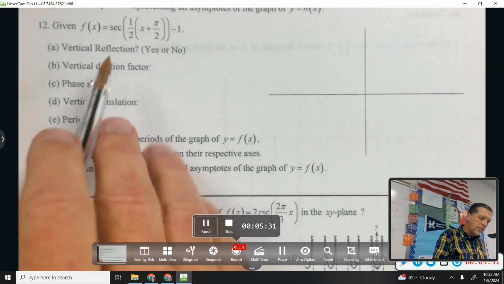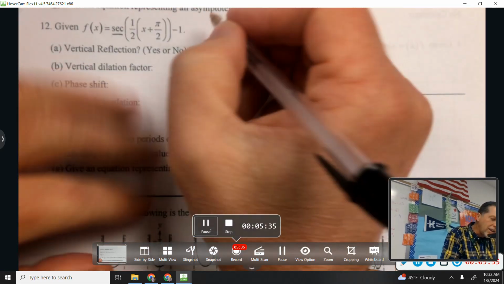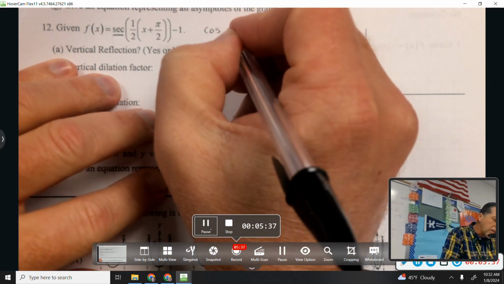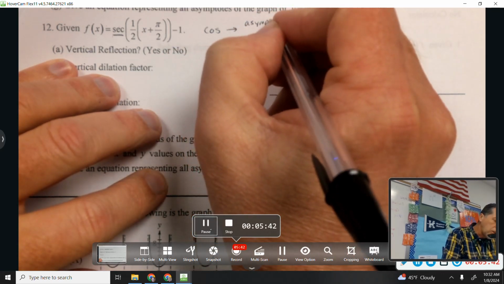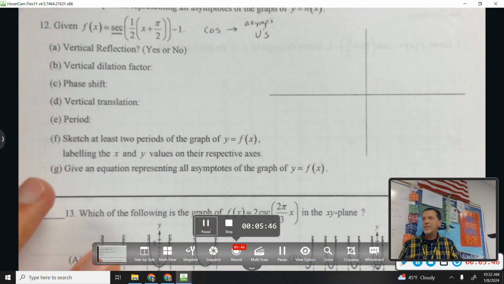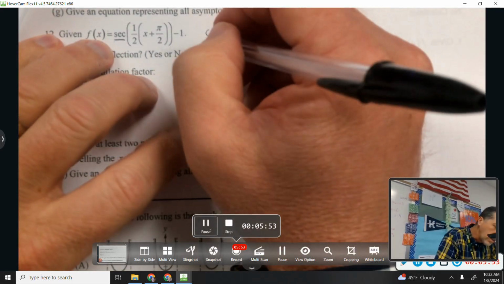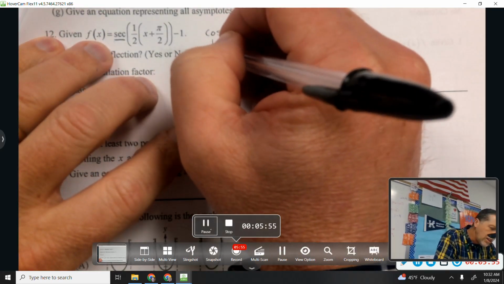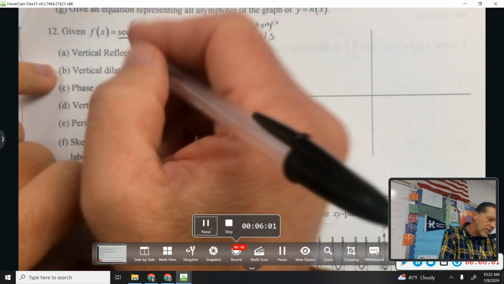So number 12, secant. Before I get into the details, I'm thinking I'm going to graph a cosine, and then I'll do asymptotes and U's. And that's how I graph a secant. You don't really graph a secant. You just graph a cosine, and then put on the asymptotes and U's. Cosine looks like that. All right, so that's the big picture things. Now let's jump into the details.